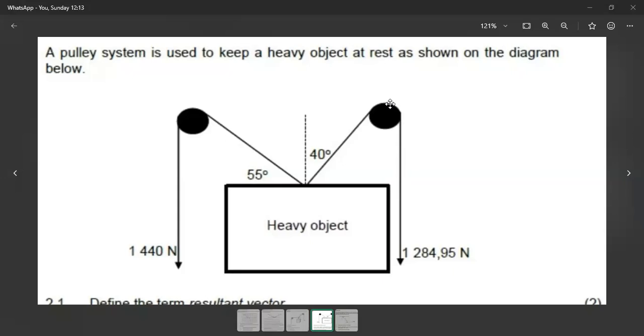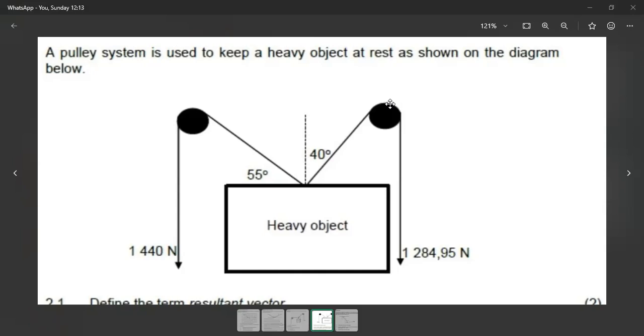The first one is the 1,440 newtons, which is a two-dimensional force, and it's acting at an angle of 55 degrees with the horizontal. The second force is the 1,284.95 newtons. It's a two-dimensional force as well, but it's acting at an angle of 40 degrees with the vertical.